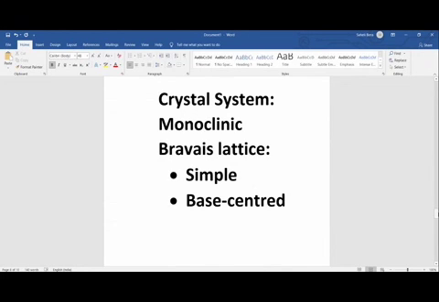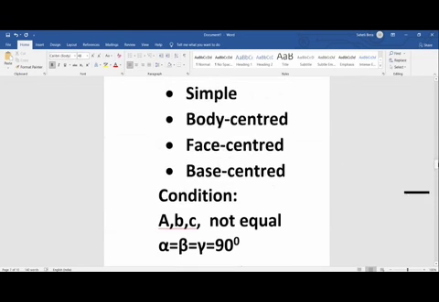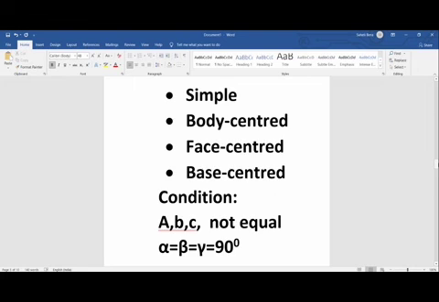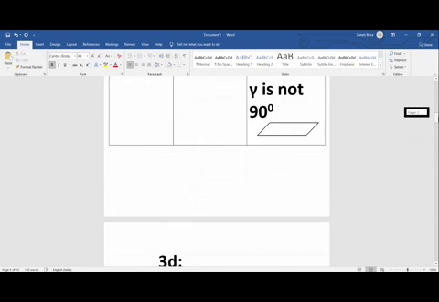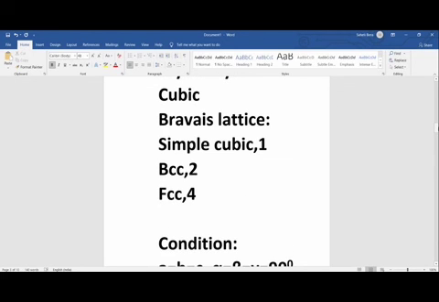Try to write it in your notebook in the same order. Cubic is the most symmetric, where A, B, C are equal with each other, and alpha, beta, gamma are also equal with each other and equal to 90 degrees. So this is today's topic. Try to remember all this. I will try to explain this in detail in the next classes.